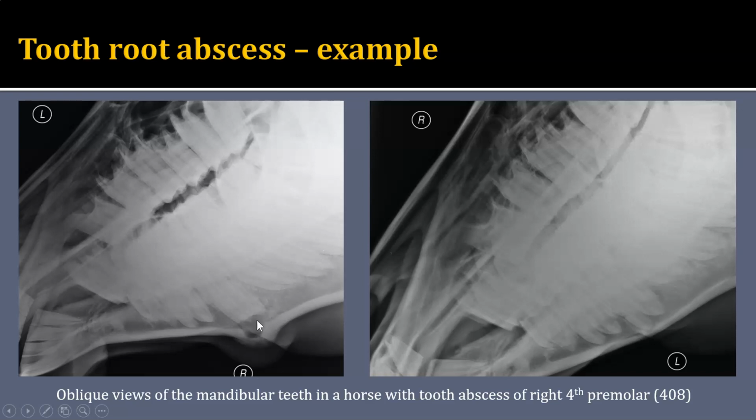And then the tooth roots are also somewhat blunted and distorted compared to the unaffected teeth. And we can compare to what that normal tooth should look like on the left side. So again, this would be findings that would be very consistent with a tooth root abscess.